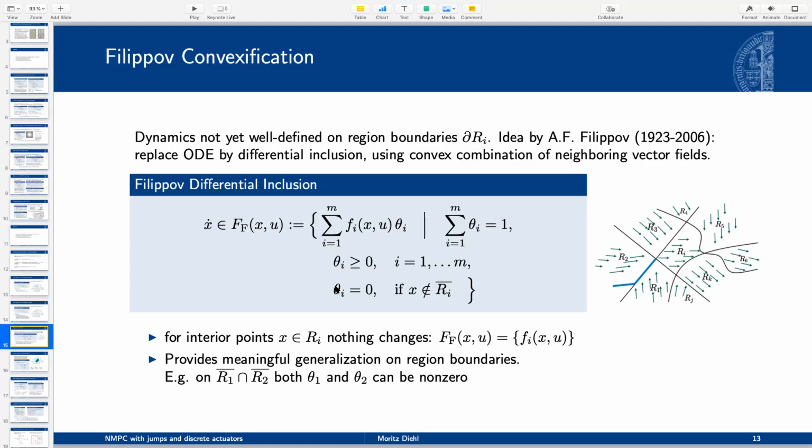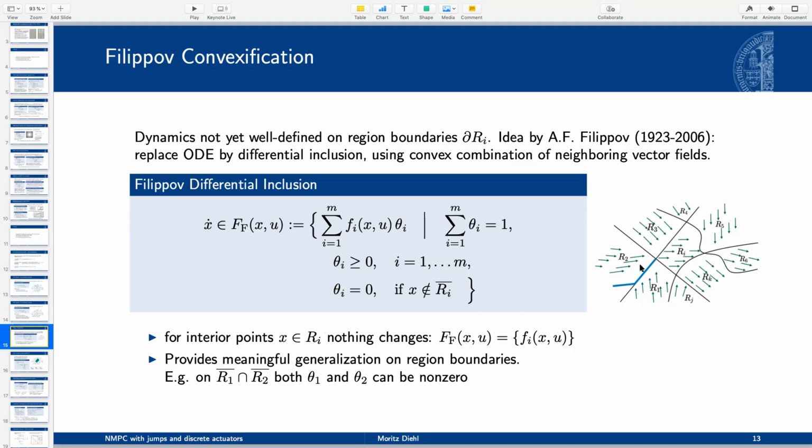If you're at the boundary of 3 regions, which would be here a vertex, right? Of 4 regions even, then all these thetas could be non-zero. So that's basically the logic here of the Filippov convexification. And that is indeed a meaningful generalization of ODE to a non-smooth system with jumping, with switching dynamics.